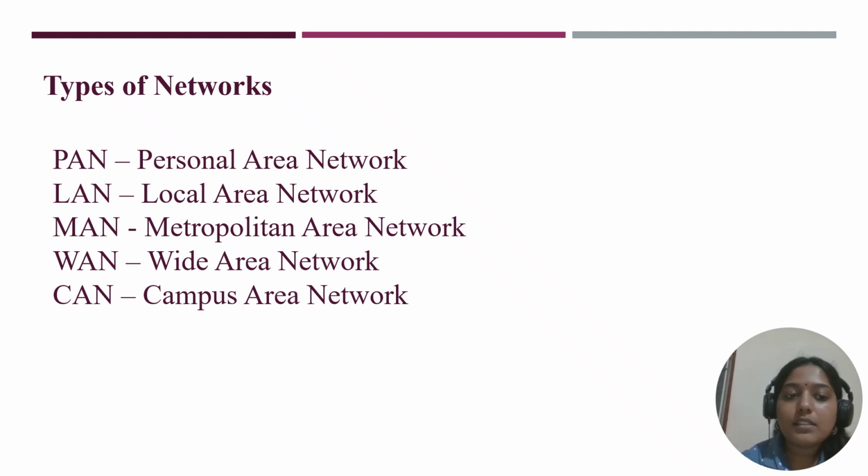And next is WAN, which stands for Wide Area Network. It covers a large geographical area like countries or continents. The last one is CAN, which stands for Campus Area Network. It connects multiple buildings within a campus like a university. For example, the network connecting different departments in a college campus. So these are the main types of networks, each classified based on the size and the area they cover.